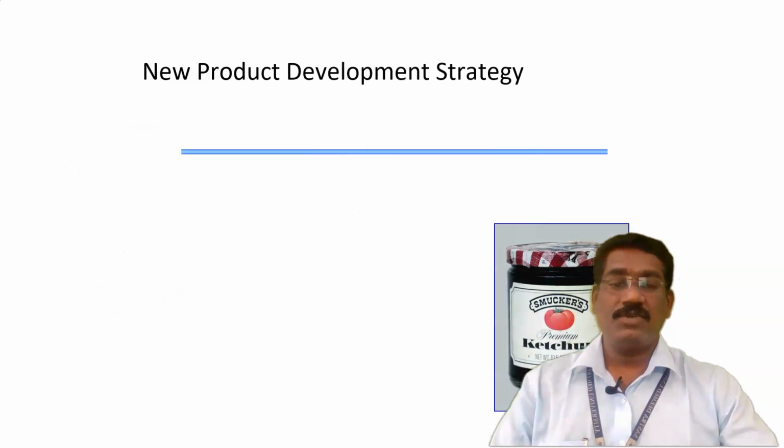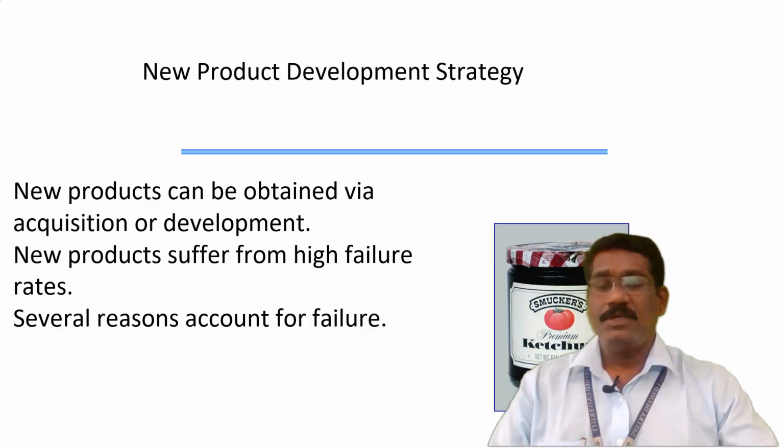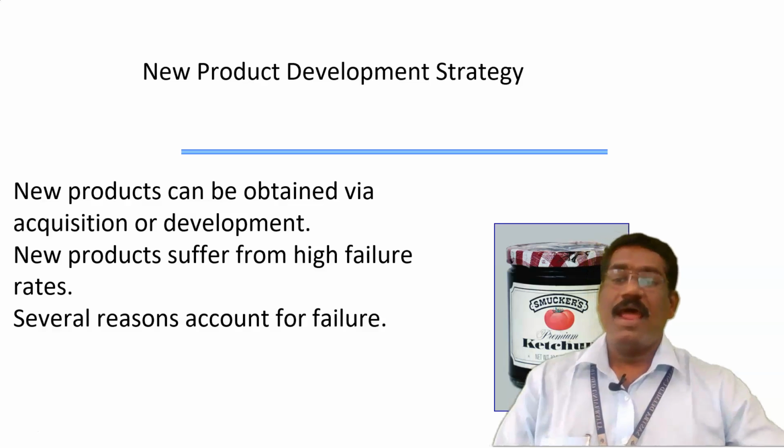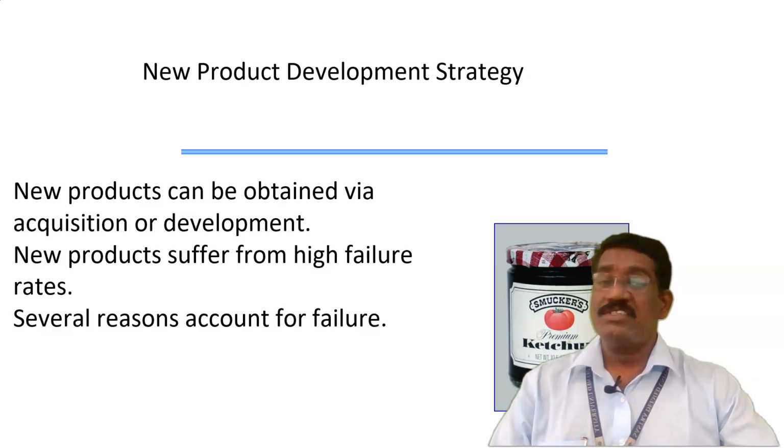Next, let us talk about new product development strategy. New products can be obtained via acquisitions or development. There are many companies that try to acquire new startup companies that are coming out with new products, and there are many big companies that focus on developing new products on their own by investing in research and development.